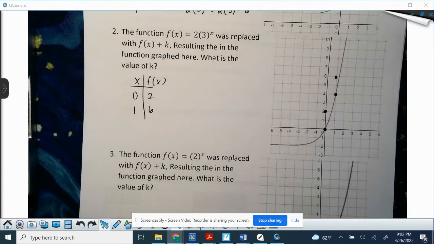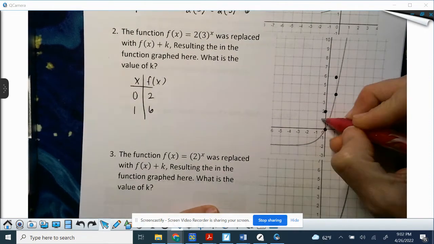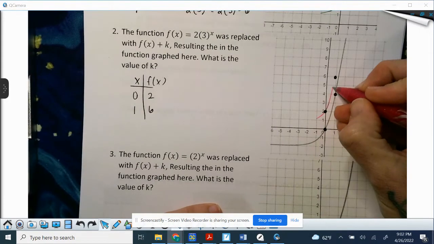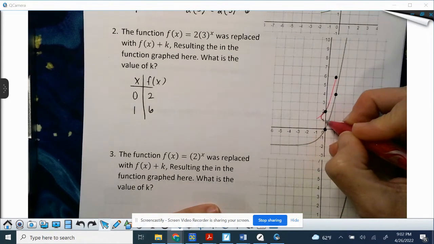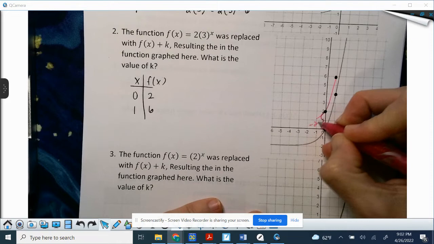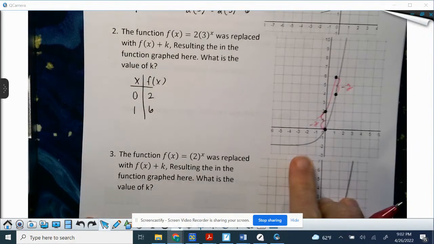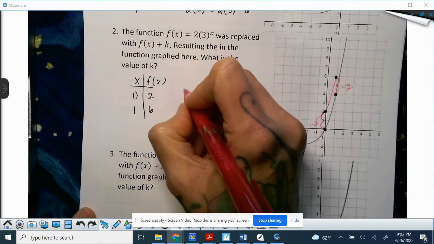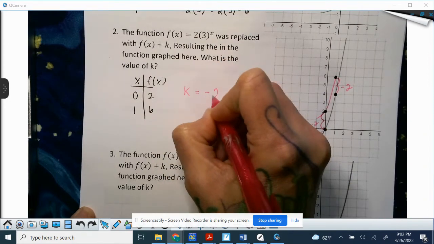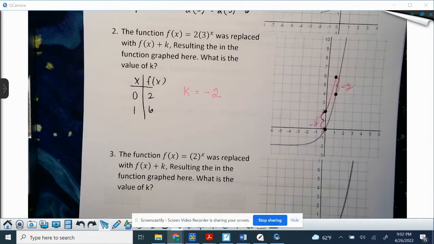So instead of going up, it looks like my original line, which would have been here, decided to go 1, 2, so negative 2. So 2 down. 1, 2 again, so negative 2 down. So then the whole function slid down 2, so my k value is going to be a negative 2 because the whole function slid down 2.